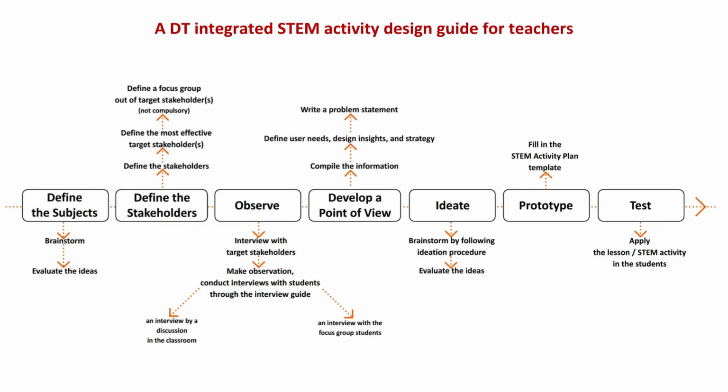The guide delineates 7 key, iterative stages, adapted from the cyclical process of the HPI School of Design Thinking. 1. Defining the topics. 2. Defining the stakeholders. 3. Observing. 4. Developing a point of view. 5. Ideating. 6. Prototyping. 7. Testing. Each stage is thoroughly explained in the guide.